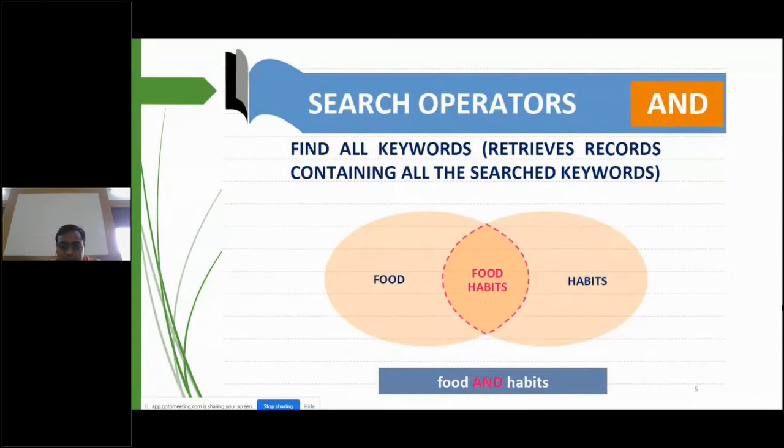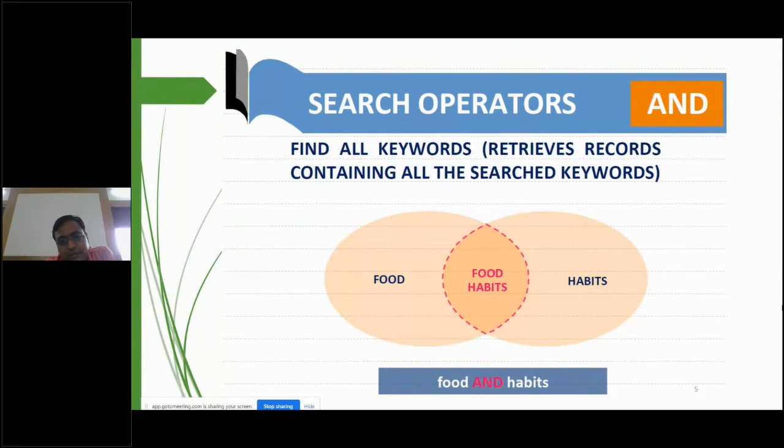For example, if you want the information on how lectin basti acts on obesity, you can take obesity instead of food, and instead of habits, you can place lectin basti. Then you can get the data for obesity AND lectin basti, which means all these articles contain both obesity and lectin basti.